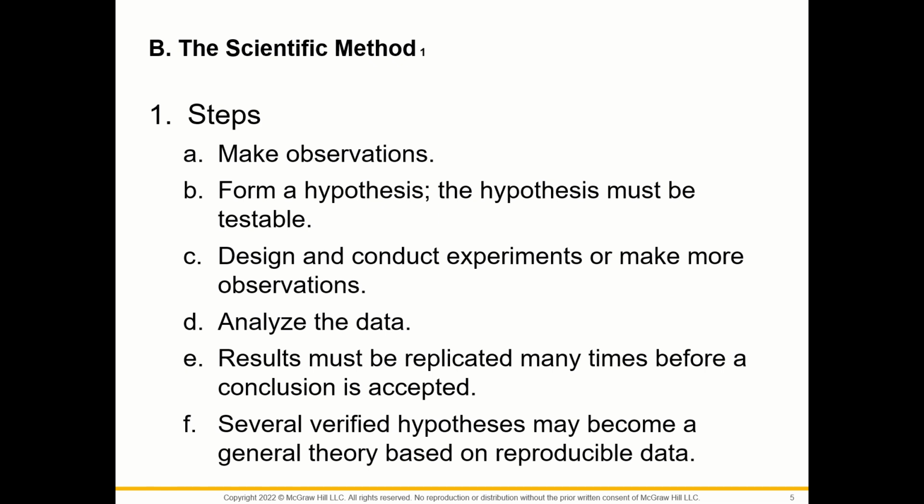The scientific method is used to make observations, form a testable hypothesis, design and conduct experiments or make more observations, and analyze the data. The results must be replicated many times before a conclusion is accepted. Several verified hypotheses may become a general theory based on reproducible data.